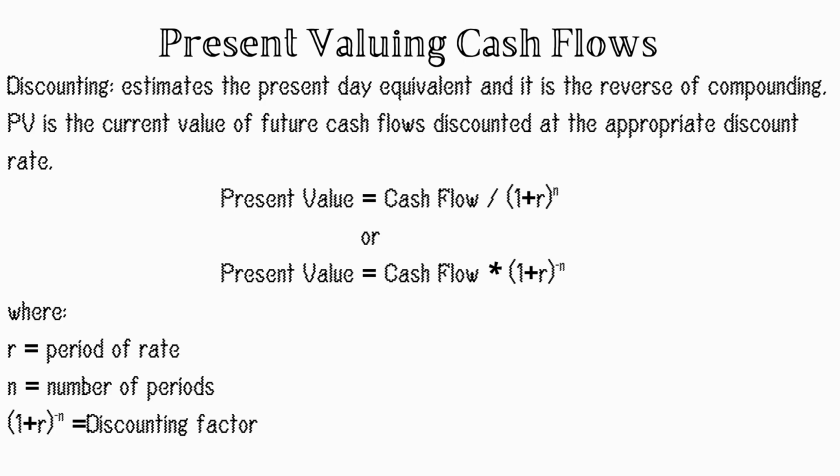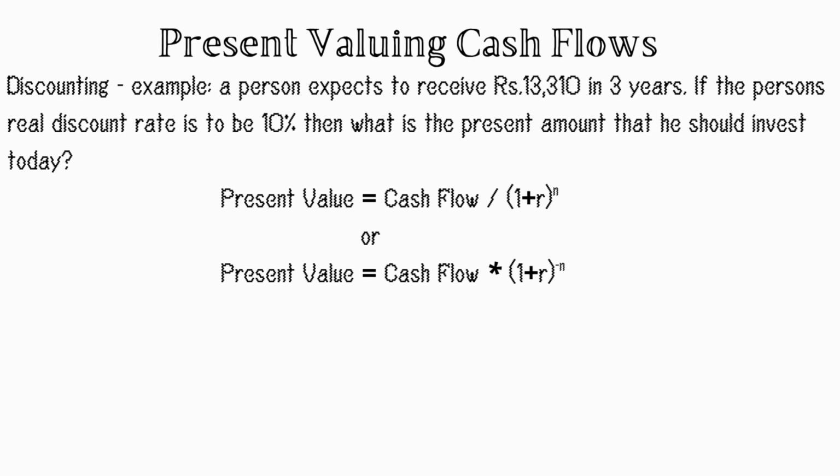So the formula for discounting is present value equals future value divided by (1 plus r) raised to power n, or it can also be expressed as present value equals future value into (1 plus r) raised to power minus n. Now look at the example. A person expects to receive rupees 13,310 in 3 years. If the person's real discount rate is 10%, then what is the present amount that he should invest today? Again, pause here and do the calculations on your own.